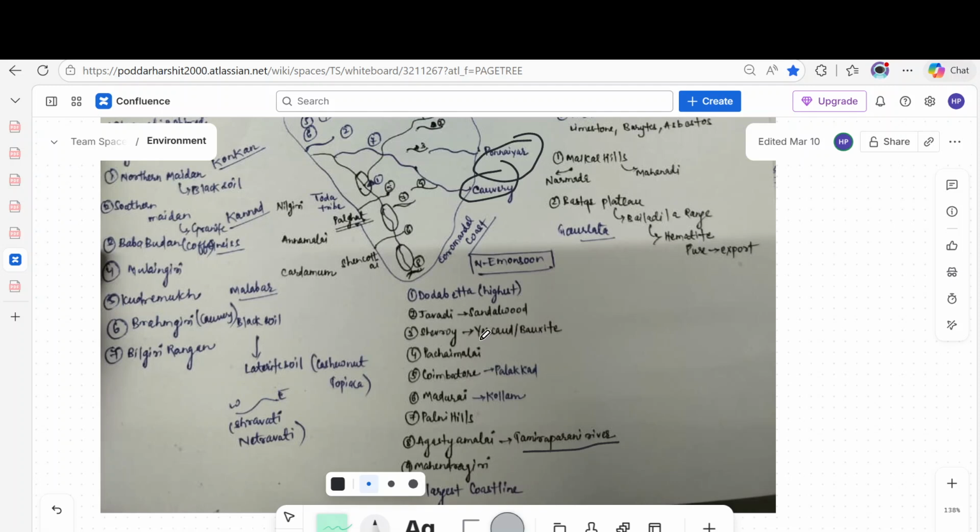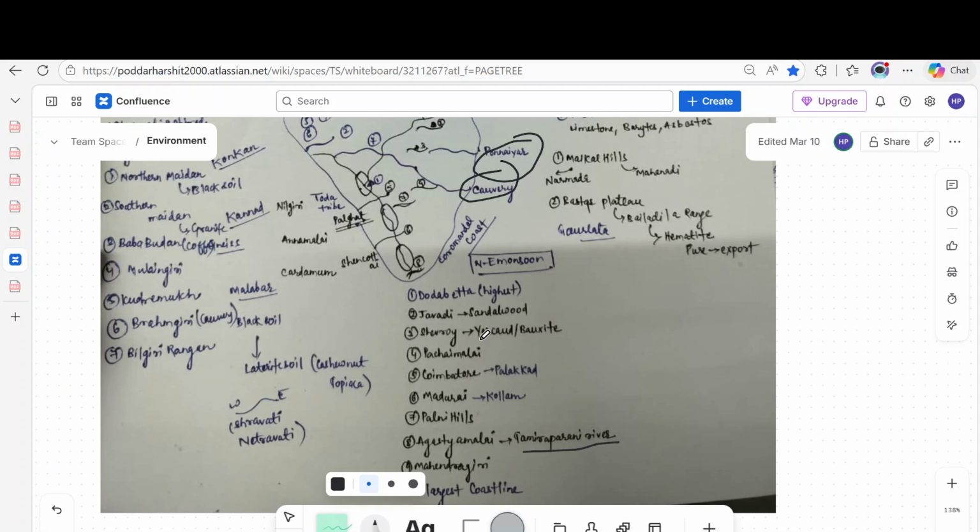Jawadi, Jinji, Sevroi, Panchmalai. Panchmalai is the green lustrous. Sevroi is famous for the bauxite. Jowri is for the sandalwood, and you need to remember it from the red centers, that is the Sisachalam hills. The Dodda Betta is there, the highest peak. Jowri sandalwood. Jowri hills. Jowri Jinji Sevroi.